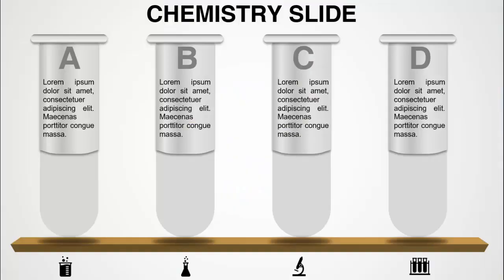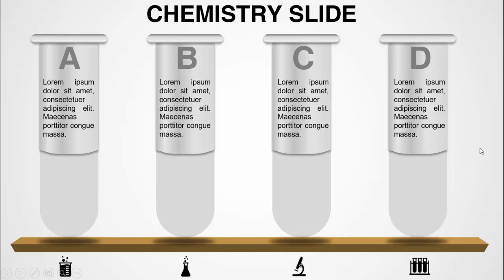In today's tutorial, I'm going to show you how to create a chemistry slide in PowerPoint. As you can see here, I have added 4 test tubes with a stand, and then I've added some shadow effect. And you can just put the options. This is option A, B, C, and D. Then you can add some detailed text, and I've added some icons at the bottom.